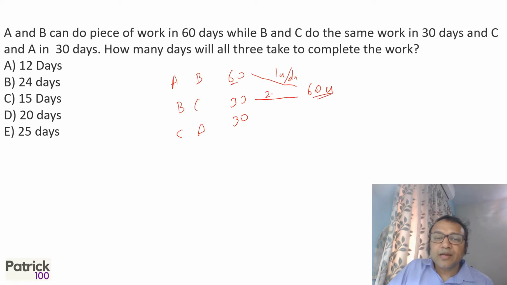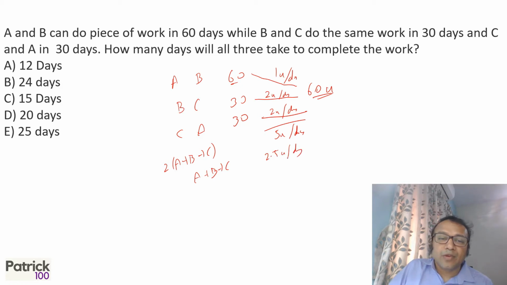Same way, B and C will be 2 units of work per day. C and A also will be 2 units of work per day. So together they will do 5 units of work per day. Together is twice A plus B plus C. So it means A plus B plus C put together is 2.5 units of work per day. So the number of days will be 60 upon 2.5, which will be 24 days. So 24 days is the answer, B option.